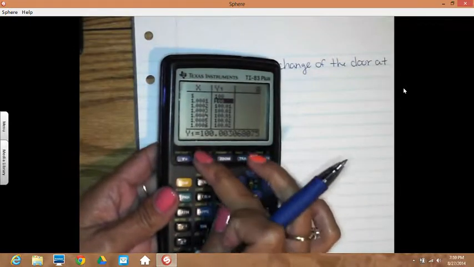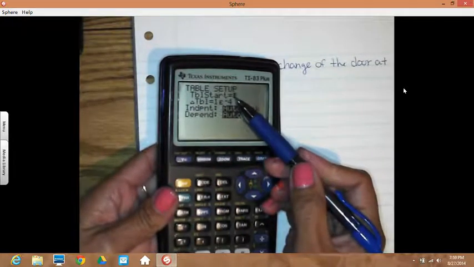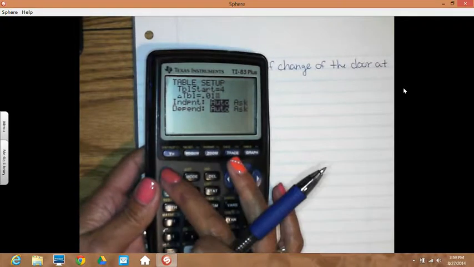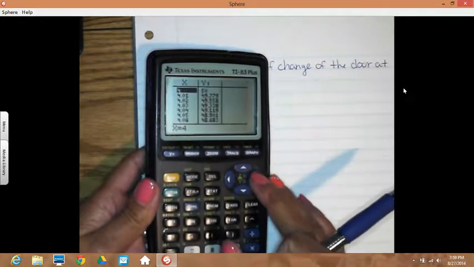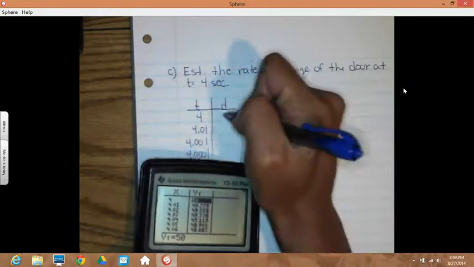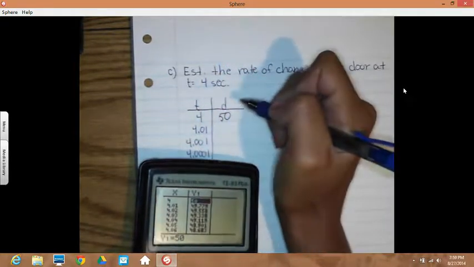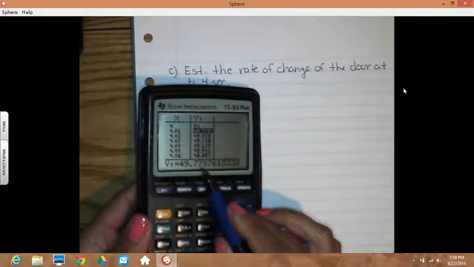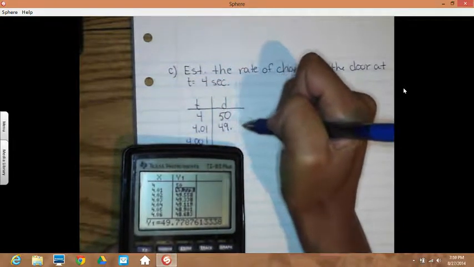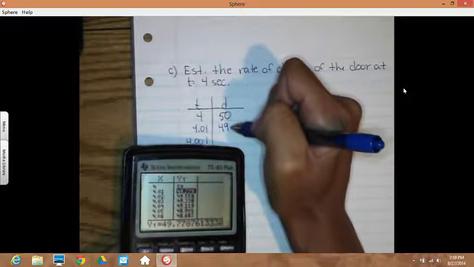So we'll go back. I'm going to use that table set. This time I want it to start at 4. And I'll go by 0.01 because I think that's my first one that I have. Yep. So at 4 seconds, the door is at a 50-degree opening. At 4.01, it's at 49.77. And again, at least 5 or 6 decimal places you want to carry out on these. 49.778.